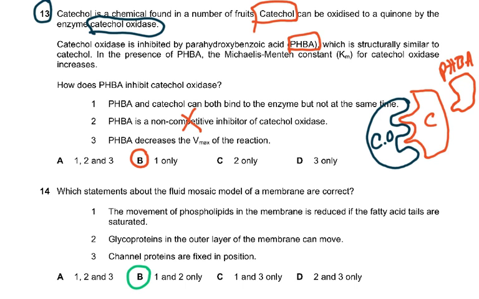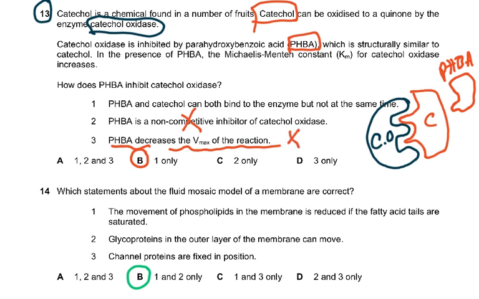I know the answer is 1 only, but why is 2 wrong? Because you have to figure that out from the question. It said PHBA. And why was 3 wrong? PHBA decreases the Vmax of the reaction. No, competitive inhibitors do not decrease the Vmax of the reaction. When you increase the substrate, the Vmax is reached. So the answer was 1 only.